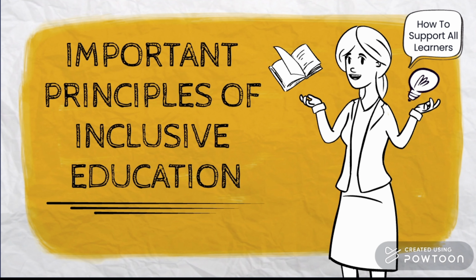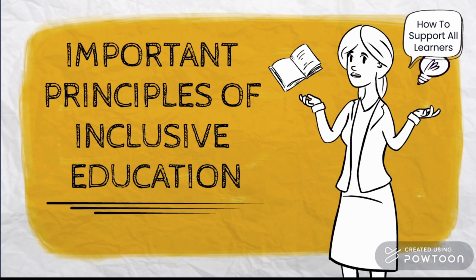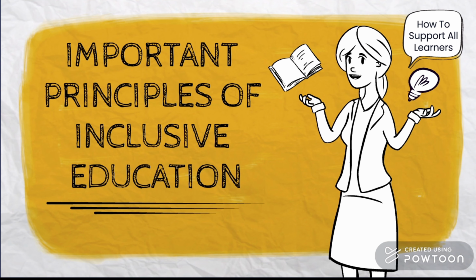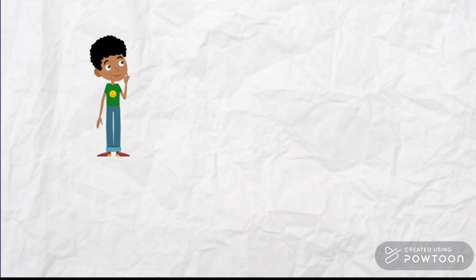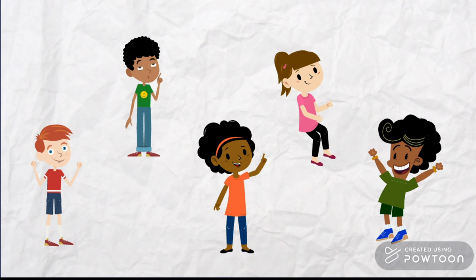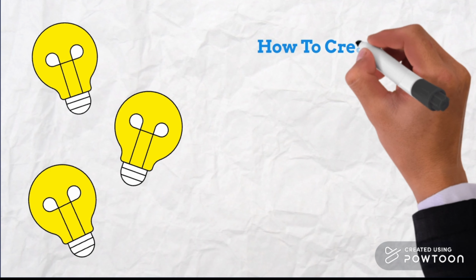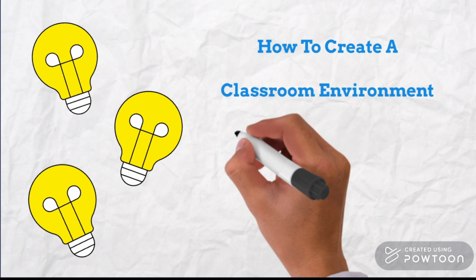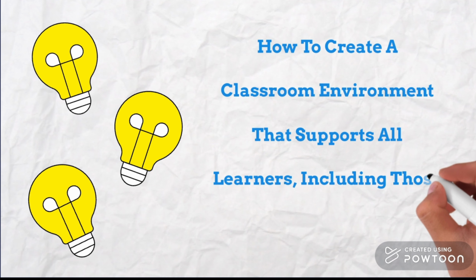Today we will discuss how to create a classroom environment that supports all students, including those with diverse needs. Inclusive education is about making sure every child feels valued, respected and supported to succeed. Let's explore the principles of inclusive education, along with practical ways to bring them to life in the classroom.